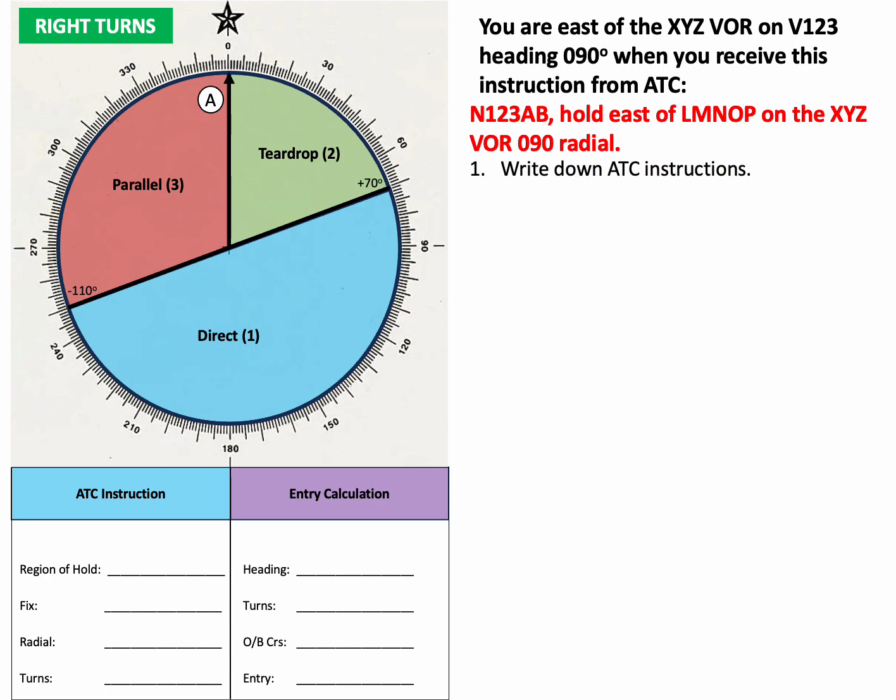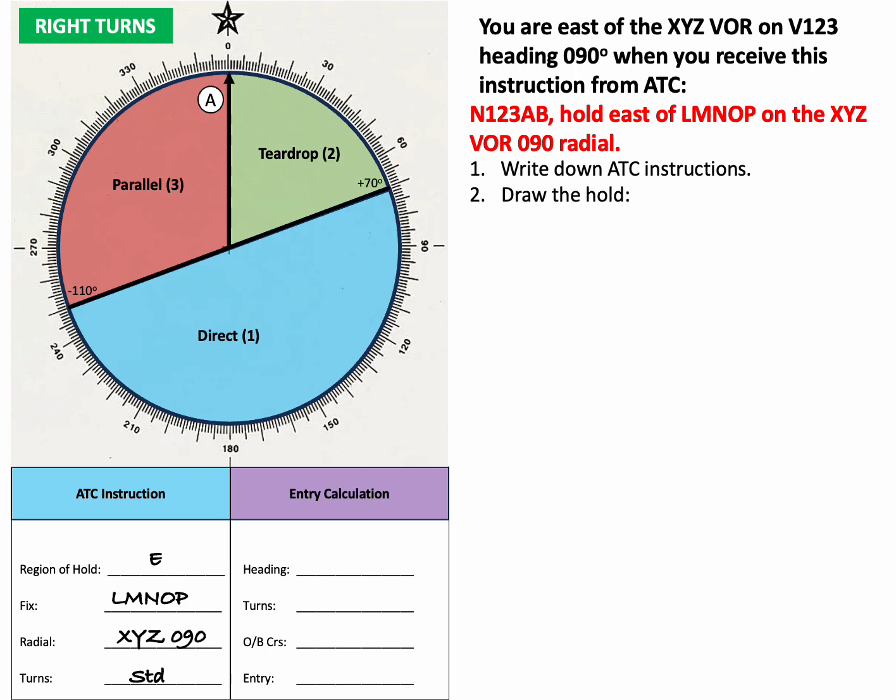First, write down the instructions as you heard or read them. Starting with the region of the hold, east, then the fix or waypoint is the LMNOP, the radial is the XYZ VOR 090 radial, and the direction of the turn is standard or right turn because there was no specific mention of a turn. Now let's work on the rest of the problem.